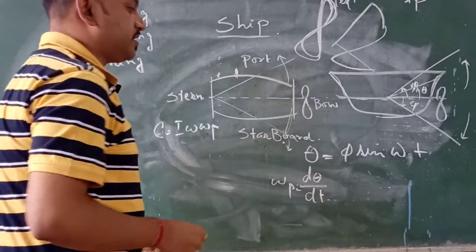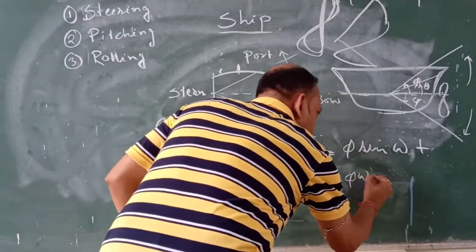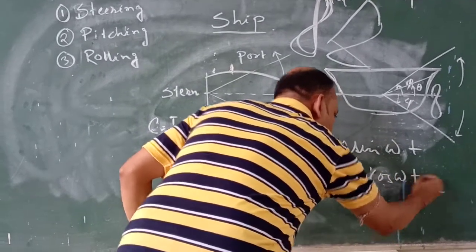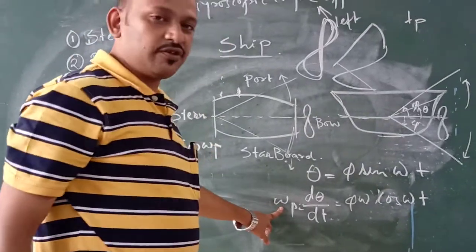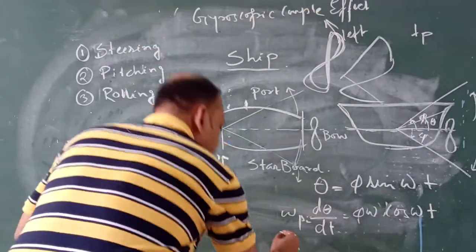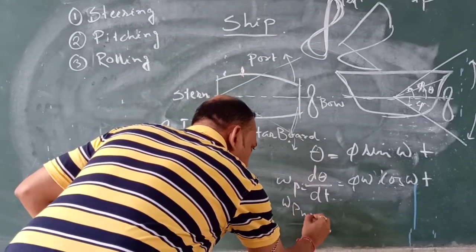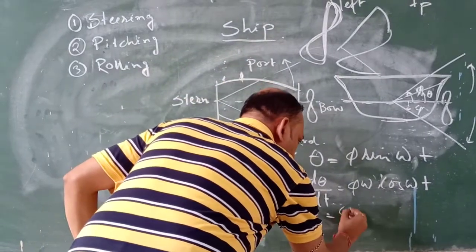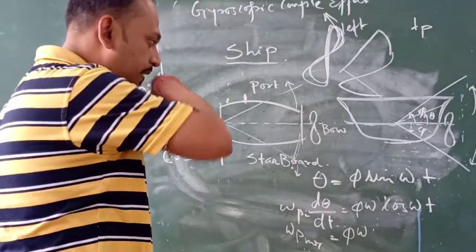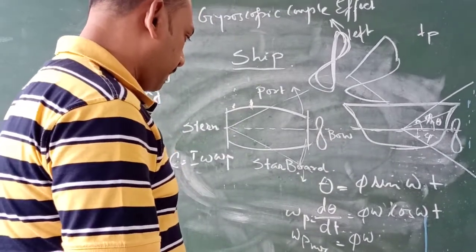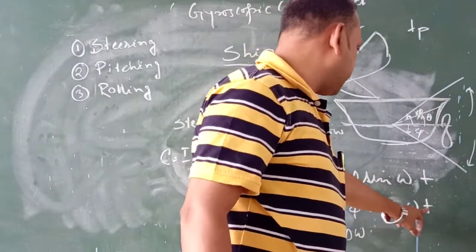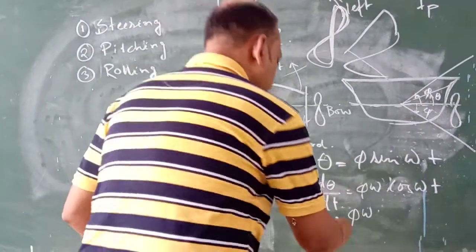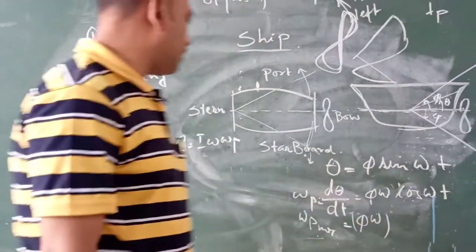Omega p is actually d theta by dt. So this can be written as phi omega cos omega t. This is the magnitude of omega p. And we know that omega p will be maximum when cos omega t equals 1. So the maximum value of omega p equals phi omega. This is the maximum value, omega p max.